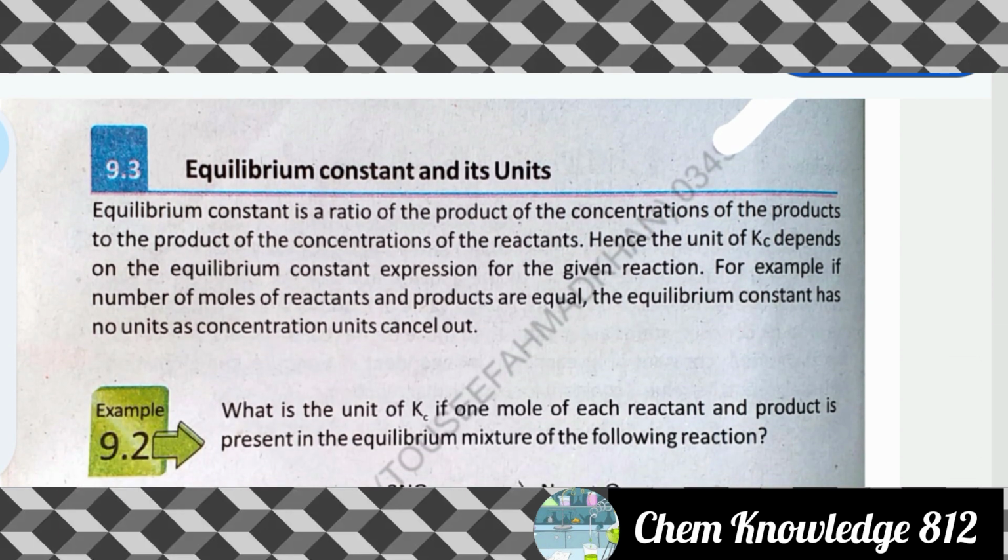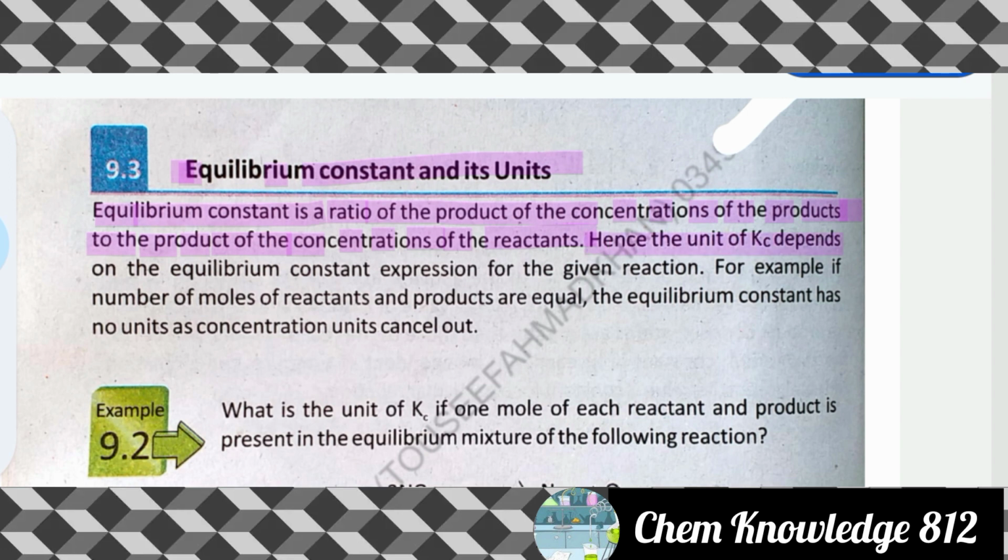Next one is equilibrium constant and its units. Equilibrium constant is the ratio of the concentration of the product to the concentration of the reactant. So we have studied before that the equilibrium constant is a ratio between the concentration of the product and the concentration of the reactant. The equilibrium constant is a ratio between the concentration of the product and the concentration of the reactant.